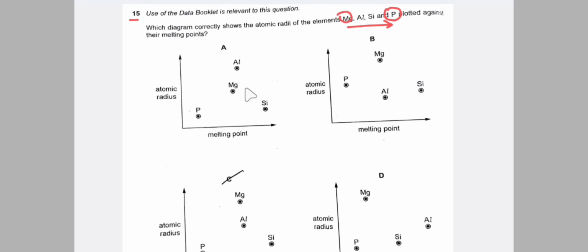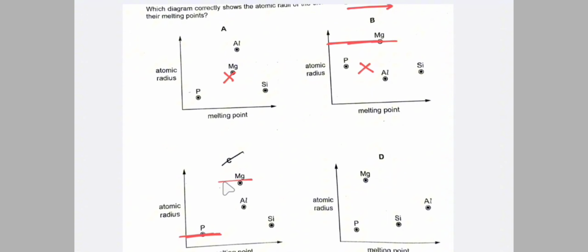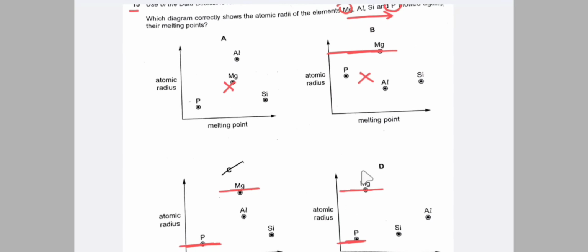So magnesium has the highest atomic radius, this is wrong. Magnesium has the highest atomic radius and phosphorus is the least, this is not the least, so this is wrong. So phosphorus has the least atomic radius and magnesium has the highest, so this could be the answer. Then phosphorus has the least atomic radius and magnesium is the highest. So yes, the answer could be either C and D.